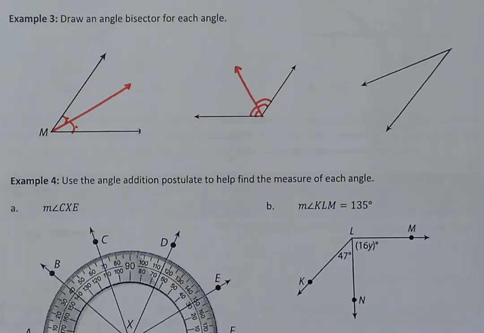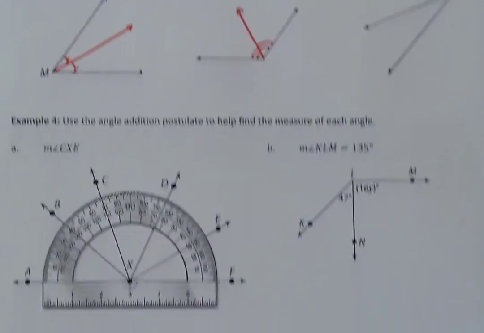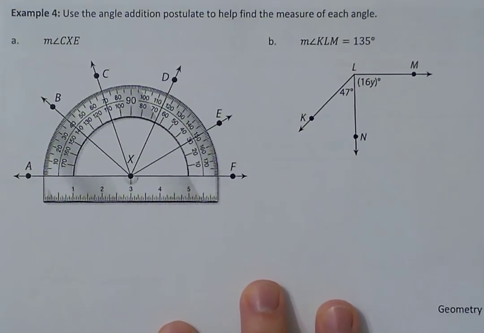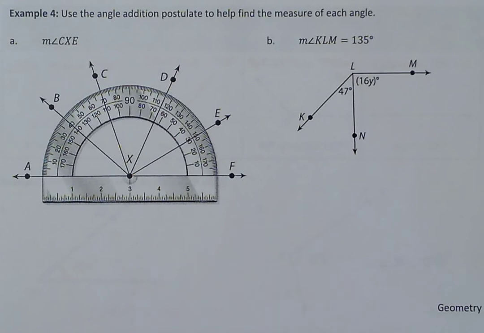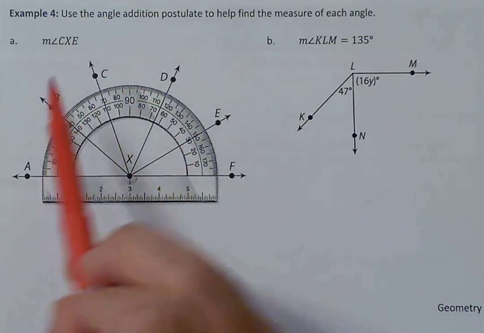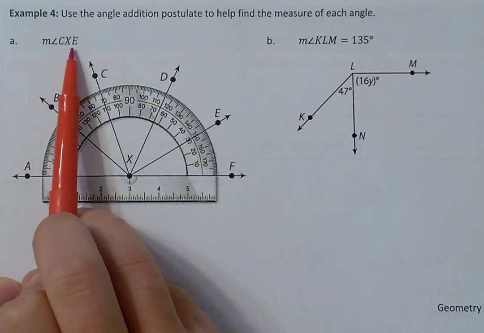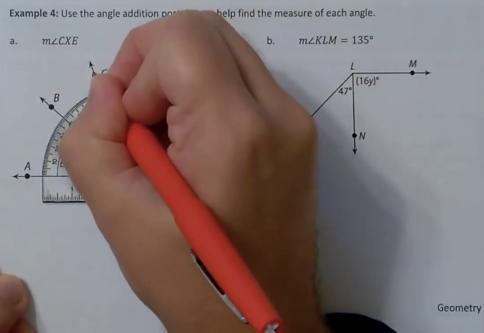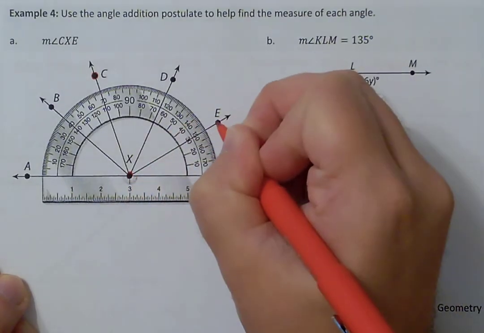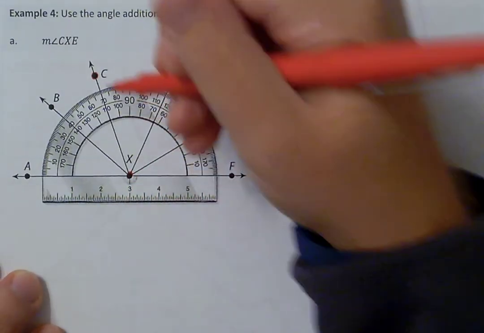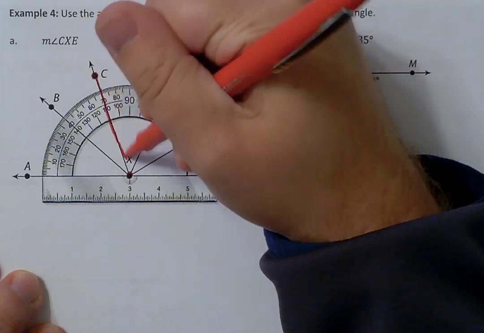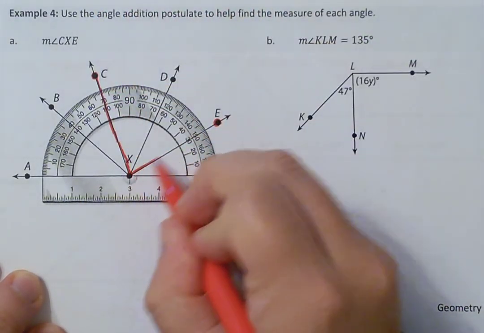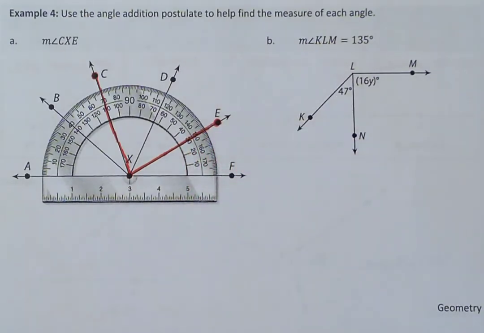All right, last example. So example 4 here is going to ask us to use the angle addition postulate to find the measure of each angle. So if we look at example 4a, it wants us to find the measure of angle CXE. So CXE is going to include these points. So if I refer to my angle here, okay, my angle is going to be that right there.